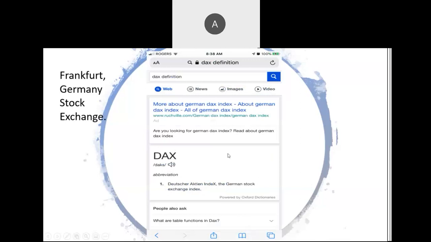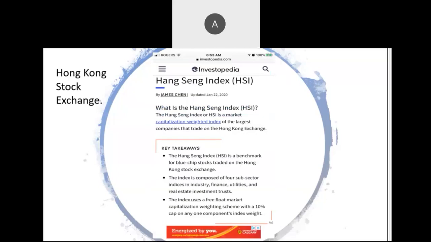That is their main stock market. Now, remember, I'm referring to main stock markets here. In Germany, there are many stock markets for different commodities, for technology, for many different things. There are different stock markets, but these are the main stock markets in a few of the countries. In Hong Kong, it's the Hang Seng Index.